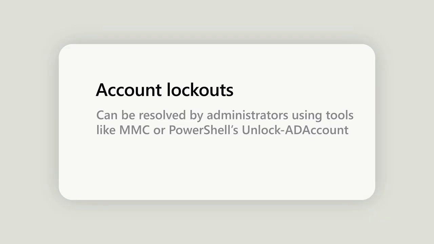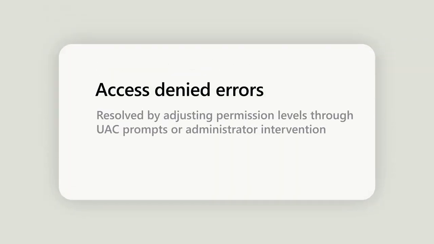Administrators can unlock accounts using administrative tools such as the Microsoft Management Console or command line tools like Unlock-ADAccount in PowerShell for Windows Active Directory environments. Thirdly, access denied errors generally occur due to insufficient permissions to access specific files or applications. Resolving these requires adjusting the permission levels either by the user elevating their access through user account control prompts or by an administrator modifying the user's permissions directly.